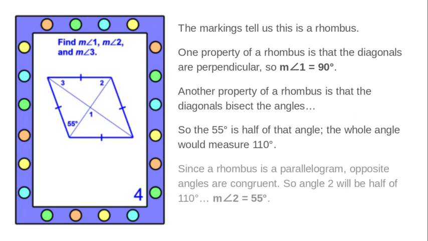Now remember, this is still a parallelogram. So if this angle is 110, then the opposite angle up here would be 110 degrees. And the diagonal bisects the angle. So angle 2 is going to be half of 110 degrees. So angle 2 will measure 55 degrees.